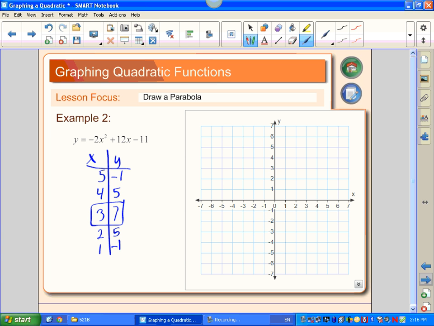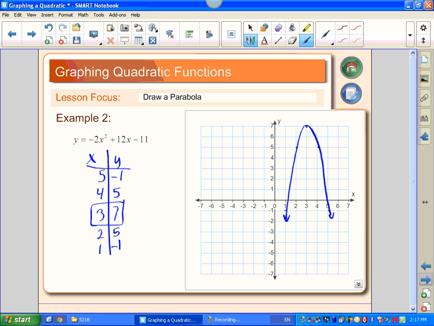So if we were to plot this, and we have 3, 7, and we have 4, 5, and 2 at 5, and 1 is at negative 1, 5 is at negative 1. We have a parabola that opens down, and it's just a little bit narrower than if I just had y equals x squared. So now you should ask yourself, though, a few questions.